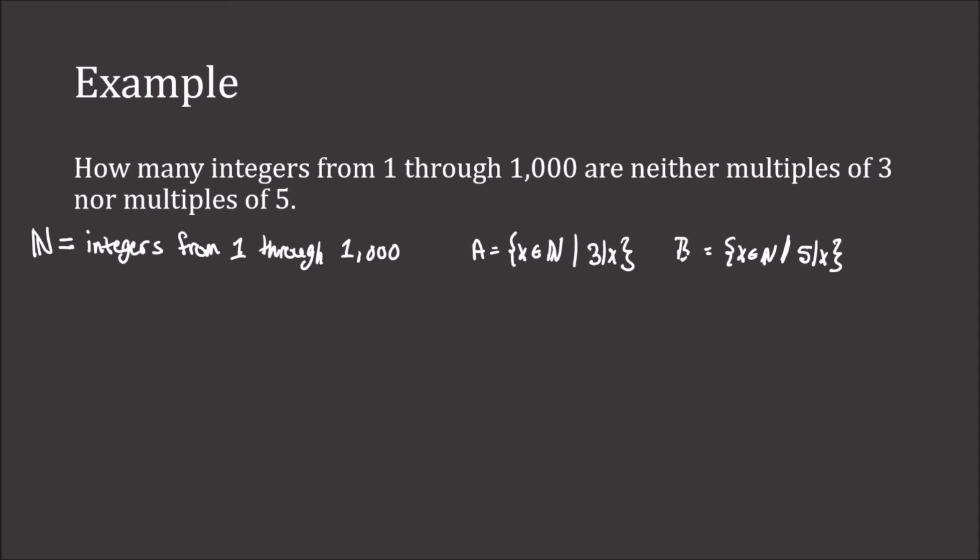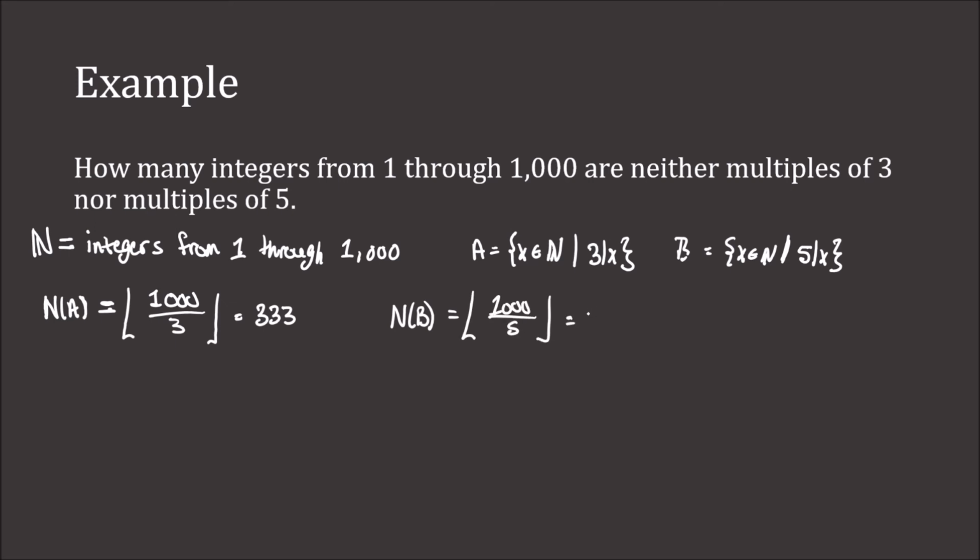All right, so we want the elements that are not divisible by 5 nor 3. So what we first have to do is find the number of integers 1 through 1,000 divisible by 3. So we want n of A. So how many elements are there in n? Well, there's 1,000, right? There's 1 through 1,000. So if we take the floor of 1,000 over 3, and the floor simply rounds down to the nearest integer, we get 333. N of B would be the floor of 1,000 over 5, and there's 200.